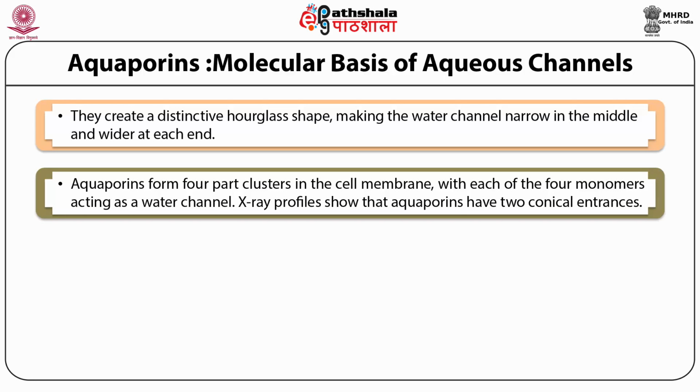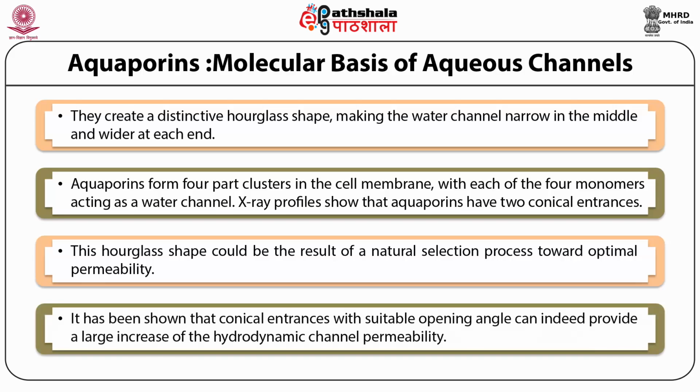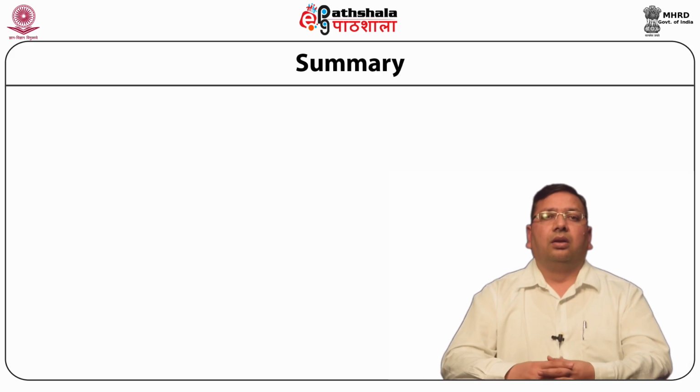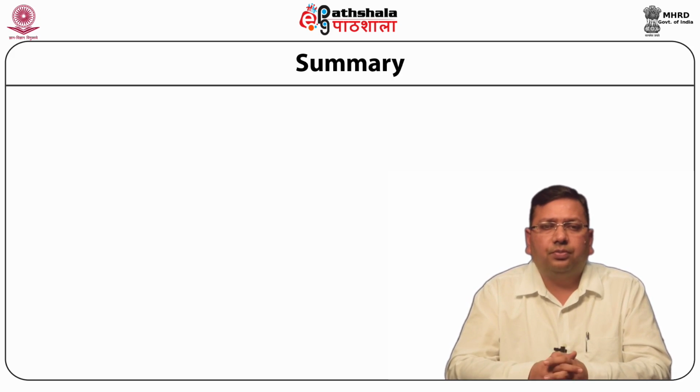X-ray profiles show that aquaporins have two conical entrances. These hourglass shapes could be the result of a natural selection process towards optimal permeability. It has been shown that a conical entrance with a suitable opening angle can indeed provide a large increase of hydrodynamic channel permeability. So, students, let's now summarize what we have learned in this module.